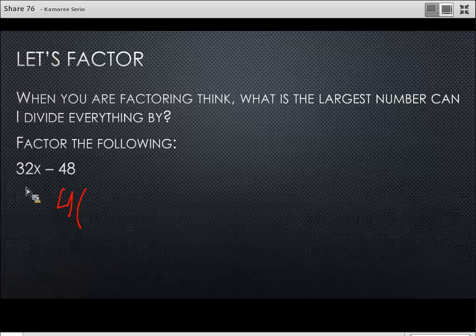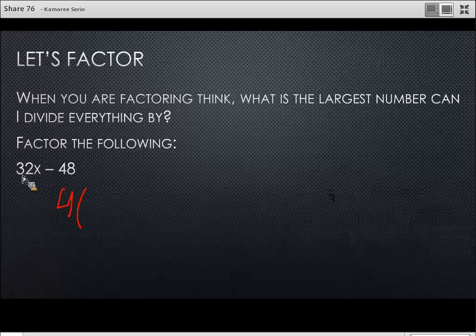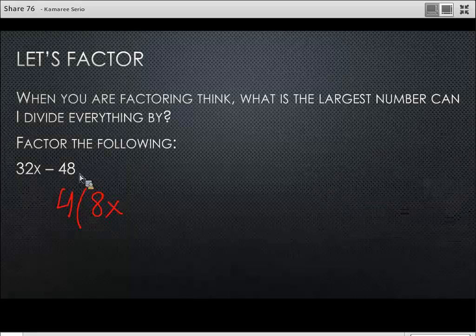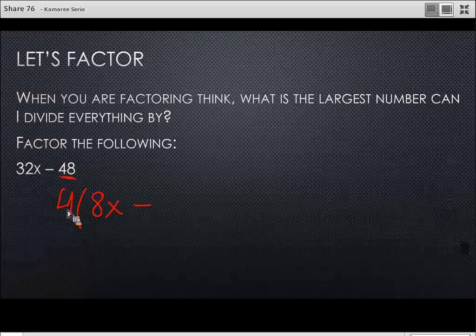Okay, so there's a few ways you can think about this. If you are unsure, what you could always just do is, if I'm pulling out a 4 from here, I could just do 32 divided by 4. If you type in 32 divided by 4 into a calculator, you will get 8x. And then if I look at this 48 here, I have a minus sign here, so I want the minus sign there. If I'm not 100% sure, I could go, well, 48 divided by 4 is 12.